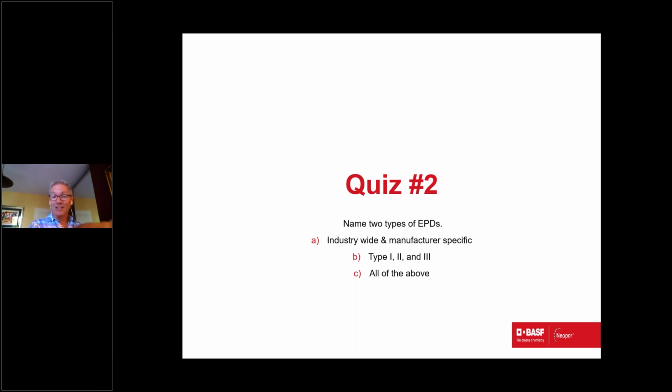So the first one is, well, you can have an industry-wide EPD or a manufacturer-specific EPD, which is true. But you can also have what's called, and this is more granular for the geeky EPD nerds like myself, a type 1, type 2, type 3 EPD. So if you just create your own EPD and do it yourself and publish it, it's called type 2. You didn't have anybody verify it. If you have a type 3 EPD, which is the gold standard, then it's been third-party verified, follows the ISO procedures, and it's good for 5 years. So really the true answer is C, all of the above. So I'll give that to you guys for free.